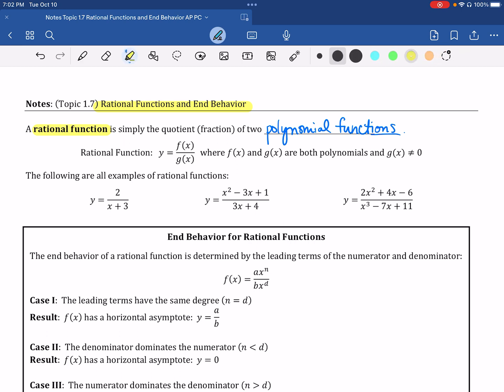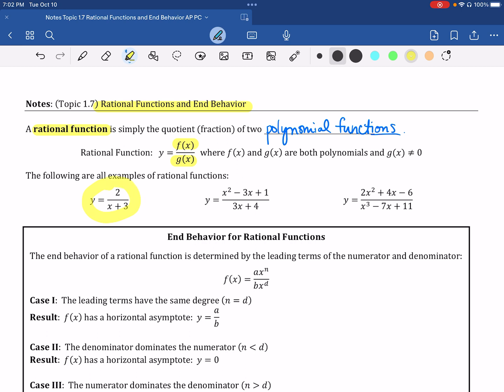In the example they show here, this rational is y equals a polynomial f of x over a polynomial g of x. And that lower polynomial, that denominator, can't equal 0. A lot of this chapter is discussing what happens if it does. So here are some examples of rationals.